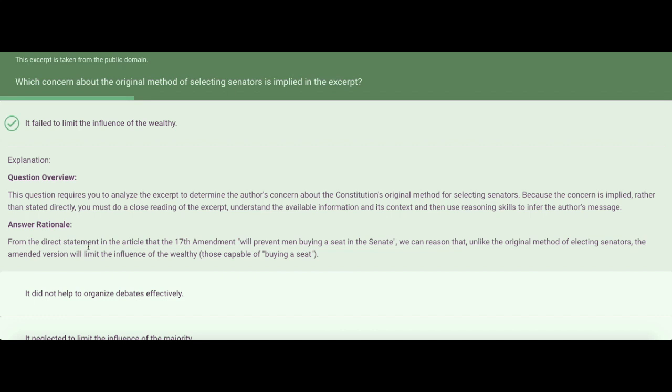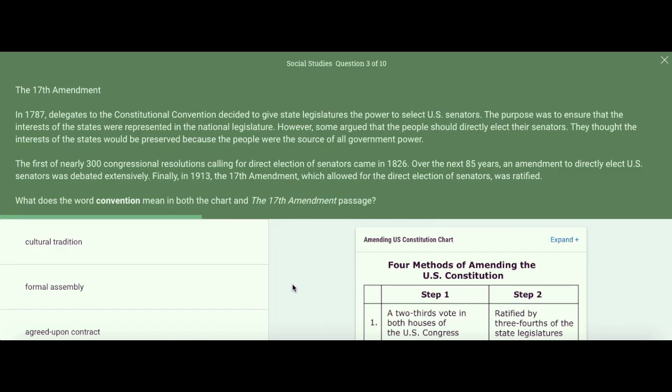It says, from the direct statement in the article that the 17th Amendment will prevent men buying a seat in the Senate, we can reason that, unlike the original method of electing senators, the amended version will limit the influence of the wealthy (those capable of buying a seat). Question 3. The 17th Amendment.